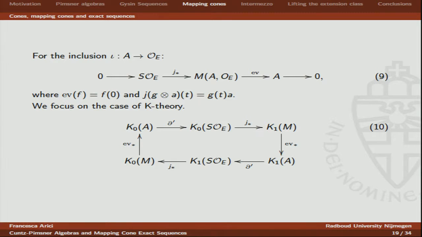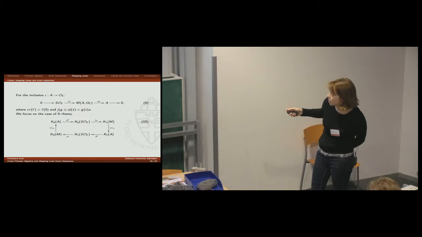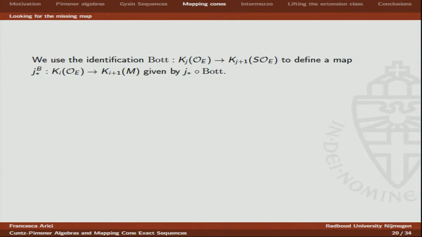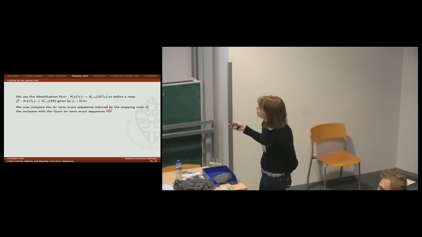Well, this is the corresponding extension of C*-algebras, and the induced exact sequence for K-theory will be this one. So now what we would like to do is to compare these exact sequences, after using the appropriate identifications that involve Bott periodicity, to the one we had before. In order to do so, we use Bott periodicity, and we define this map, j_*^B, which is given by the composition of the push forward with the Bott map. And now we can compare the two exact sequences and put them into this diagram.